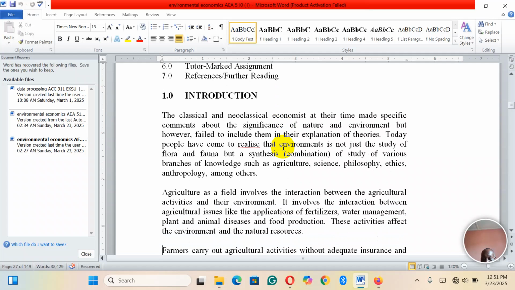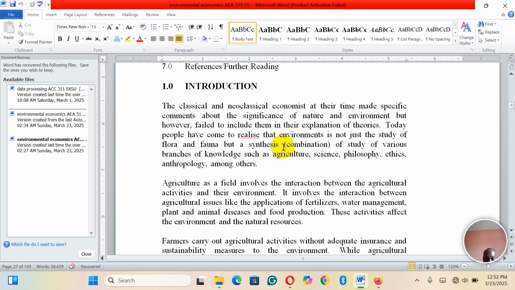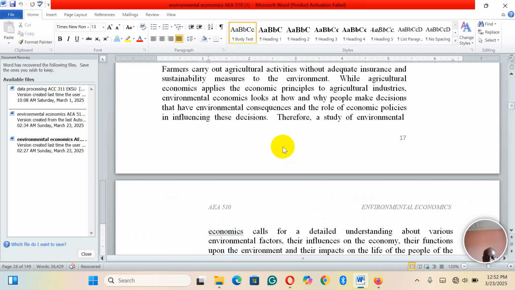It involves the interaction between agricultural issues like the application of fertilizers, water management, plant and animal diseases, and food production. These activities also affect the environment and the natural resources. So farmers carry out agricultural activities without adequate insurance and substantial measures to the environment.